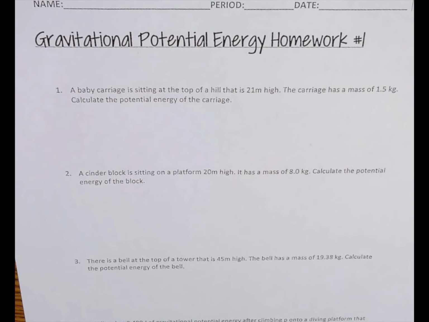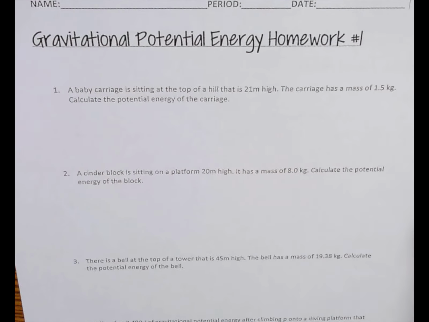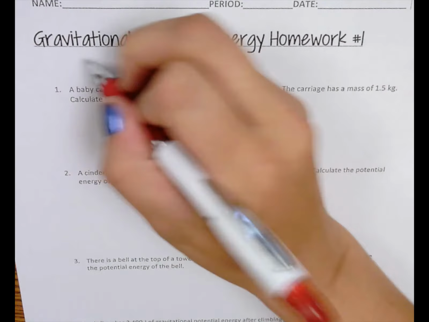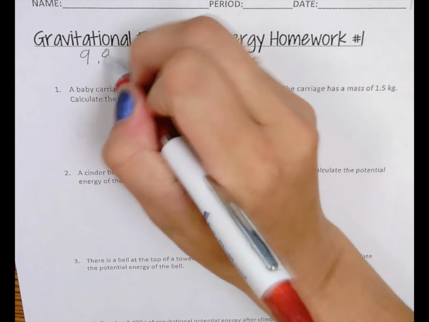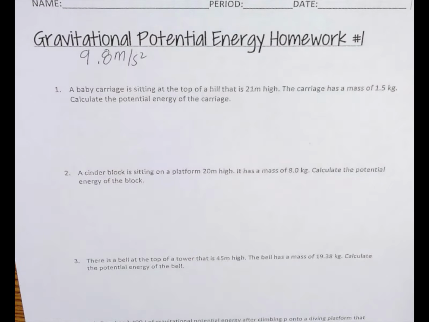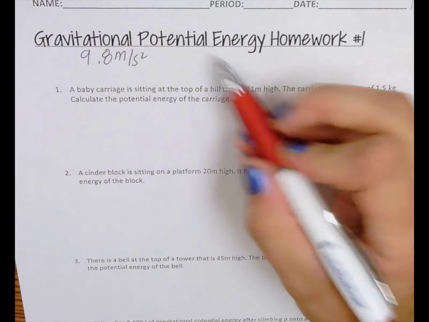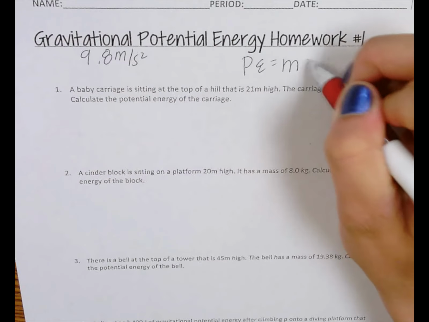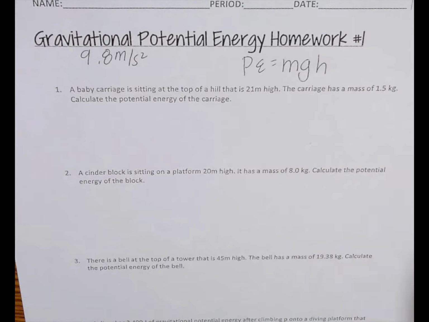All right, guys, we are going to do some example problems from your gravitational potential energy homework. What I want you guys to remember is that gravitational potential energy is the exact same equation as potential energy. The only exception is you will be using the acceleration of gravity, which is 9.8 meters per second squared, rather than any acceleration given. And remember that the potential energy equation is potential energy equals mass times gravity times height.